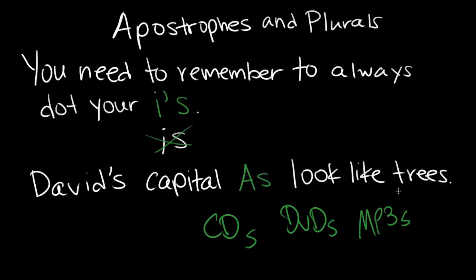Right, because that's pretty clear. You just use a lowercase s. But if you're trying to talk about multiple lowercase letters, then you use an apostrophe. Yeah. So if you're trying to figure out how to make something plural and you're like, do I use an apostrophe? No, unless it's a lowercase letter.